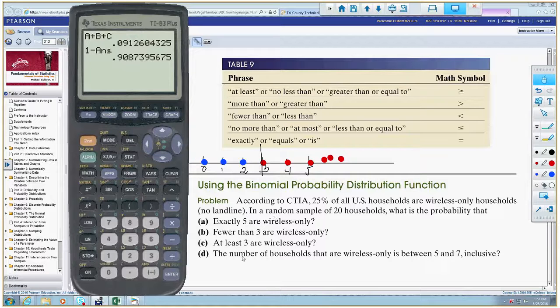All right, now look at this one. D. The number of households that are wireless is between 5 and 7. So what numbers are between? Now, does that include 5 and 7? What does it say right there? Inclusive. So does it include 5 and 7? Yes. So what's between 5 and 7? 5, 6, 7. So you're going to do the probability of 5 plus the probability of 6 plus the probability of 7.